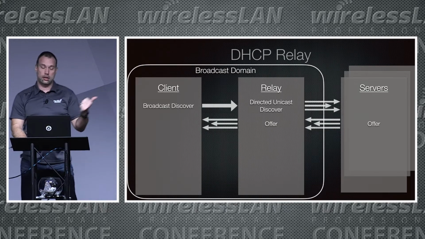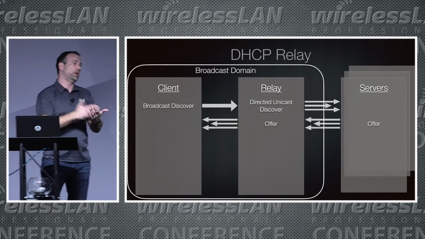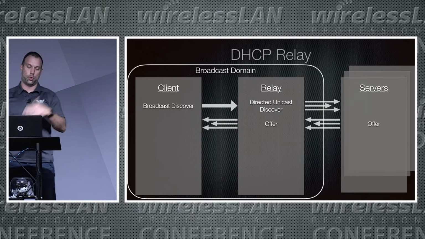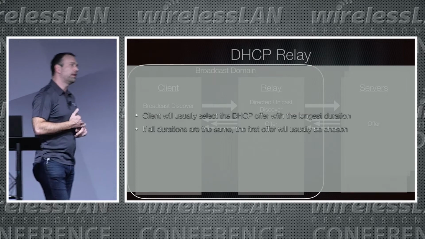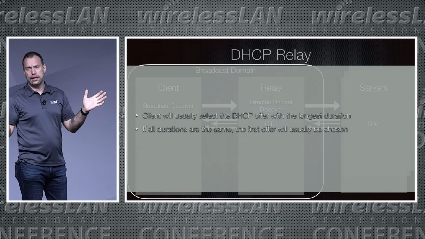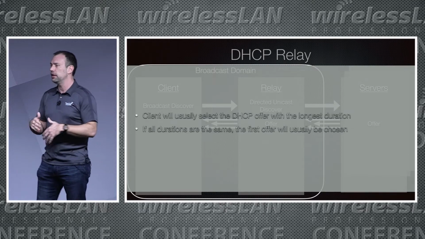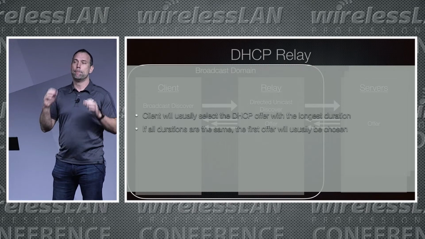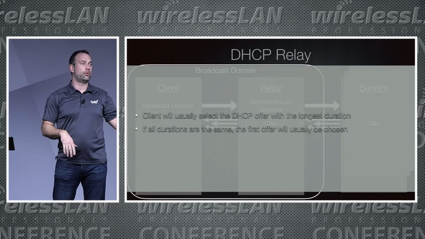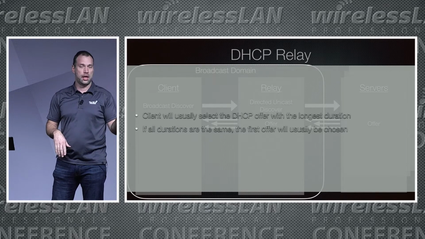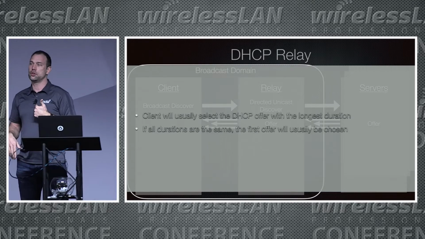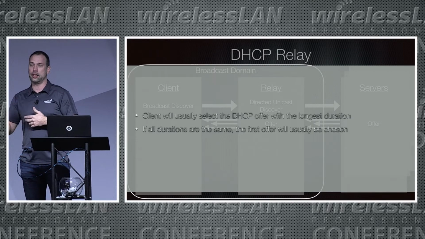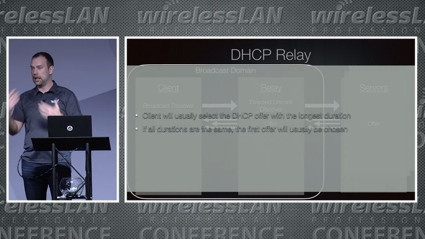So the offers come in, the relay takes note of which server offered which IP address, and forwards it on to the client. And then clients, this is something important to know, will often take whatever's the longest lease. Well, if you configured things correctly, they should all be about the same. Most of the time, the client then takes whichever one they receive first, because there's this idea that if you gave me a response first, you're probably the most available. You're responding fastest, your load's the lowest, that type of thing.